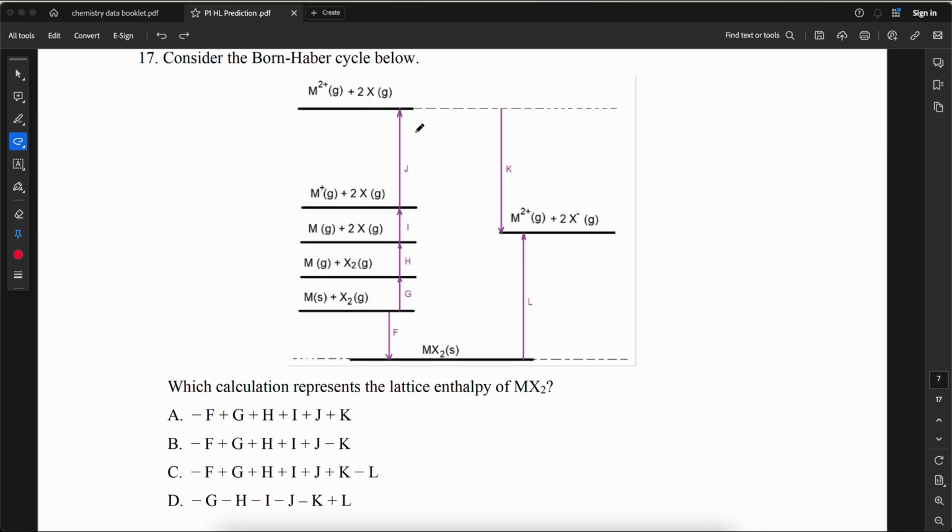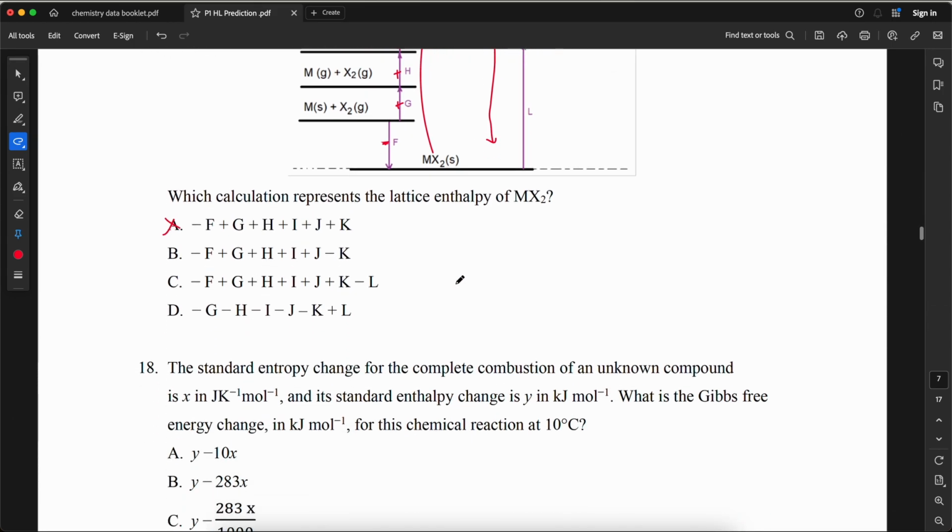Consider the Born-Haber cycle below. Which calculation represents the lattice enthalpy of MX2? So this is the direct route, and this would be the indirect route. As you can see, F has a different direction. So minus F plus G plus H plus I plus J and then plus K. The answer is A, because except F, all of them have the same direction as this indirect route.